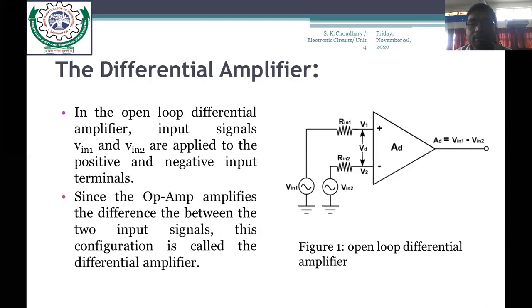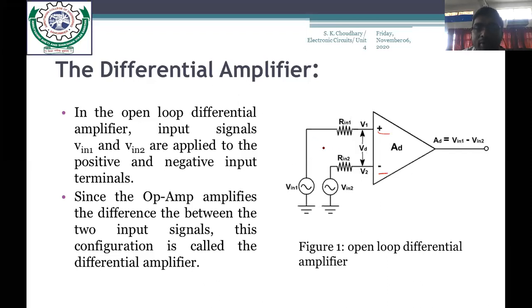The first one is, simultaneously, please draw the diagram also. Whatever diagram appears on the slide, please draw it or at least take a screenshot. So the differential amplifier is the first open loop configuration. You can see in this particular diagram the op-amp symbol. These are the two terminals: one is the inverting, another is the non-inverting terminal. Positive means non-inverting and negative is the inverting terminal.